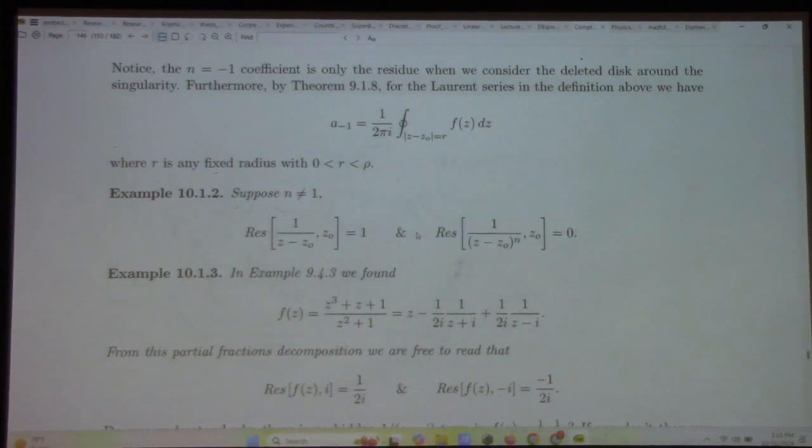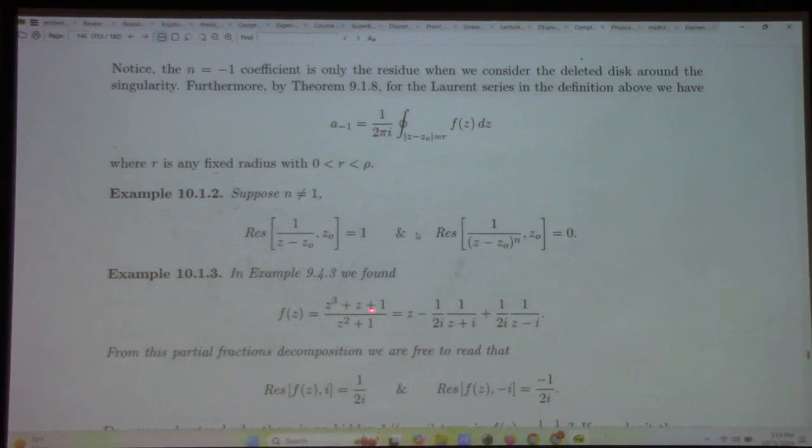I'll do that in a second, but first some residues, just some real easy examples. The residue of the reciprocal function 1 over (z minus z0) at z0 is 1. The residue of 1 over (z minus z0)^n at z0 is 0, assuming n is not equal to 1. Why? Because 1 over (z minus z0) is the Laurent expansion for that function. It's already a Laurent expansion.